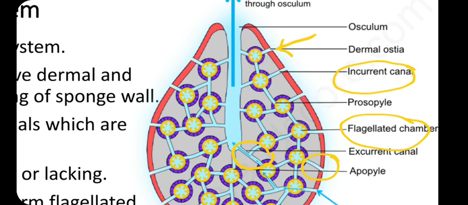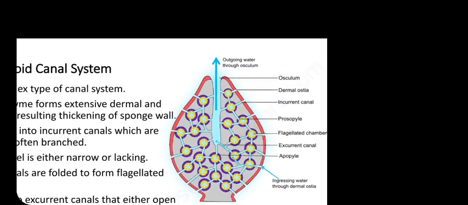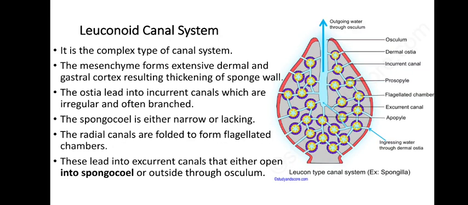So it comes to the excurrent canal. The spongiocele is almost reduced, see, it is almost reduced here, and the water passes through this and goes out of the body through the osculum. And this is the passage of water, or course of water, in case of a leuconoid type of canal system.